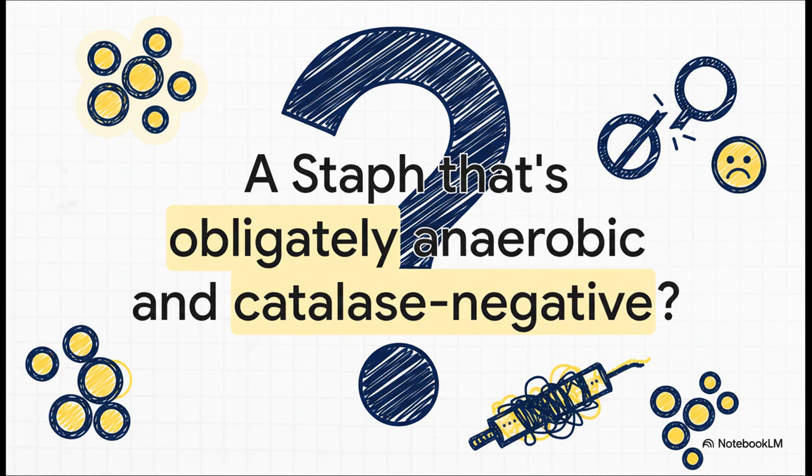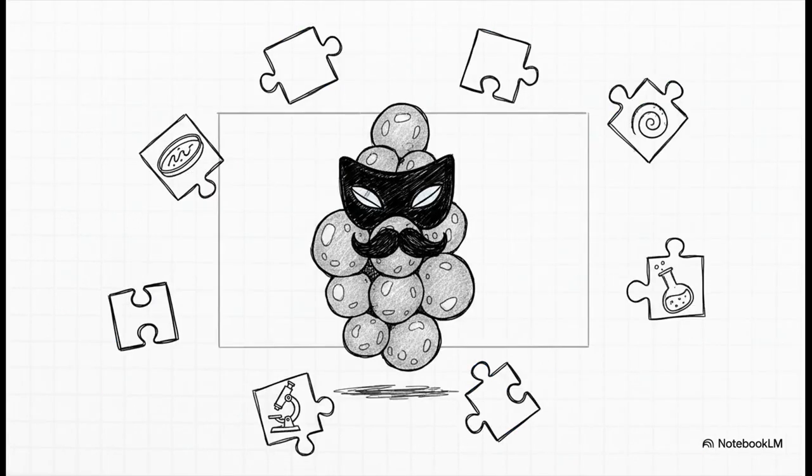A Staphylococcus that has to have anaerobic conditions to grow, and it's catalase-negative? It just feels wrong, right? But that is the exact profile of the organism we're breaking down today. The organism at the heart of this puzzle is Staphylococcus saccharolyticus. It's earned its nickname as a great mimic for very good reasons, and today we're pulling back the curtain on its unique biology, why it matters clinically, and how it's managed.